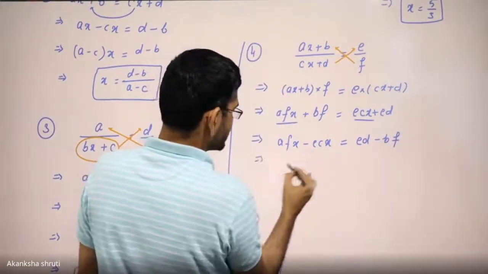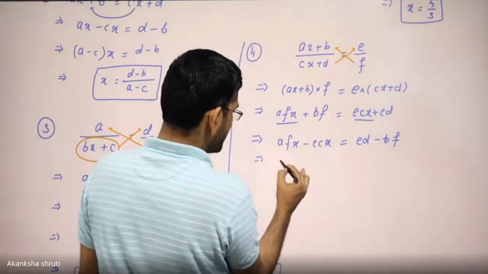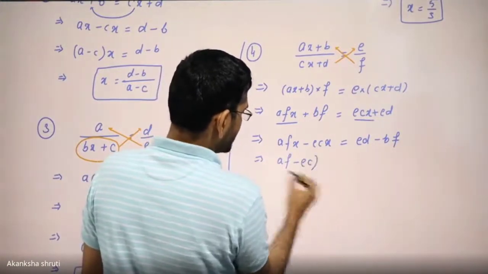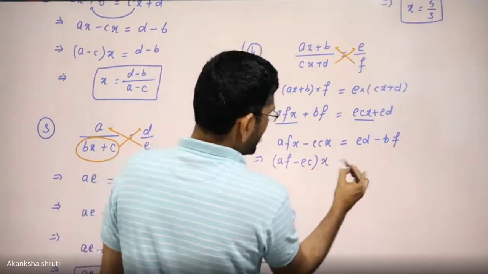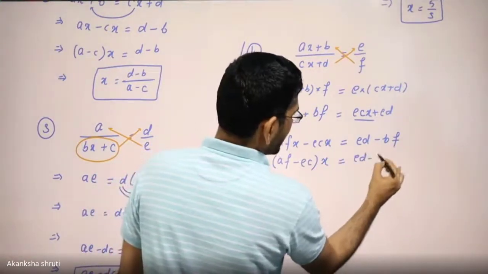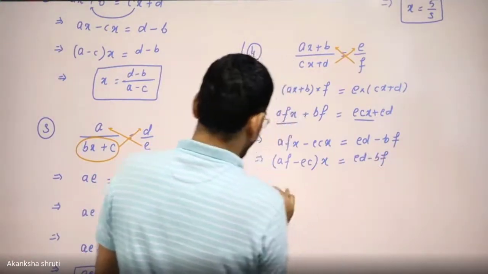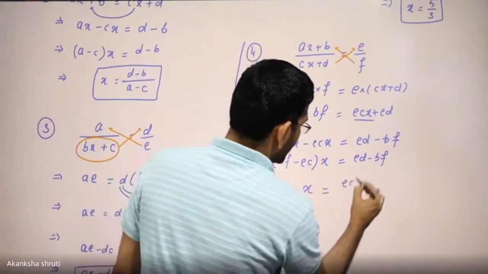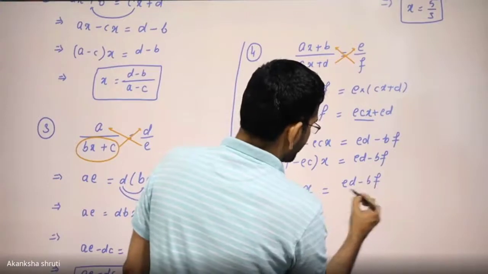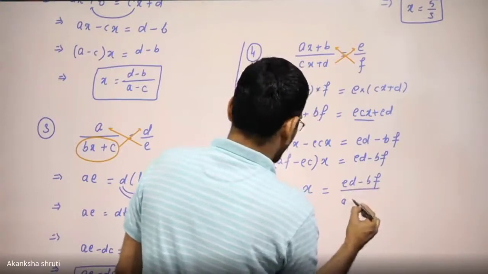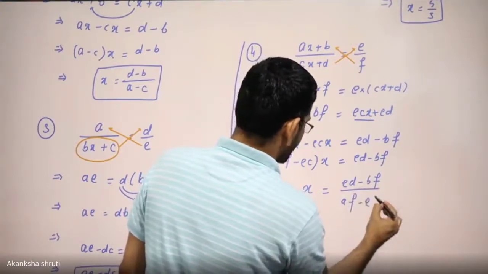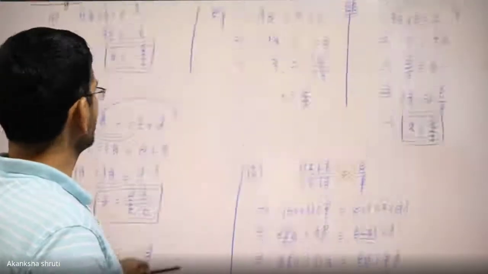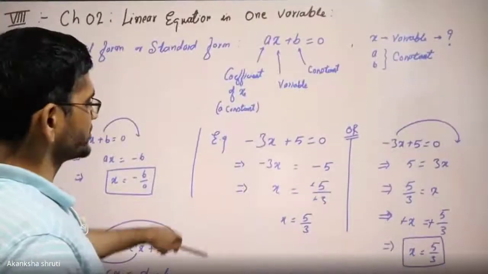This x is the same in both terms, so only their coefficients will get subtracted. x can be taken as the common factor: (af minus ec) x equals ed minus bf. Ultimately, the x that we obtain is given by ed minus bf divided by af minus ec. So these are the four kinds of linear equations which are framed.